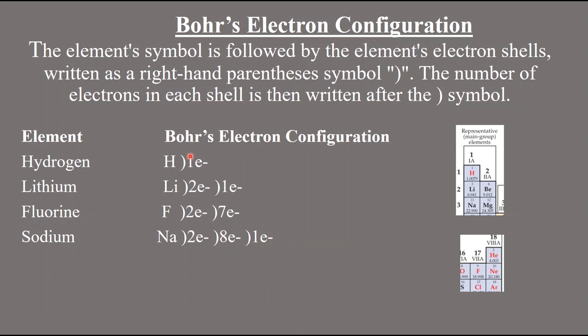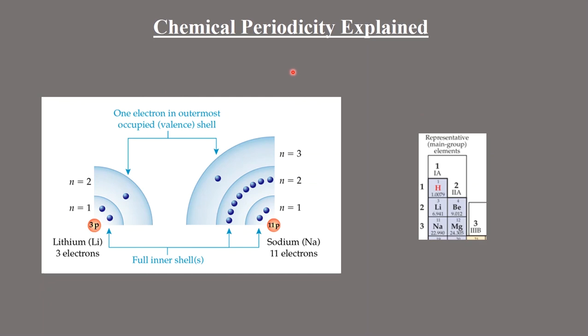And you can see these are the electrons in the outermost shell. These are the valence electrons. So hydrogen has 1 valence electron, lithium has 1 valence electron, fluorine has 7 valence electrons, and sodium has 1 valence electron. Now let's use the understanding from Bohr's model to see why atoms exhibit chemical behavior of elements.